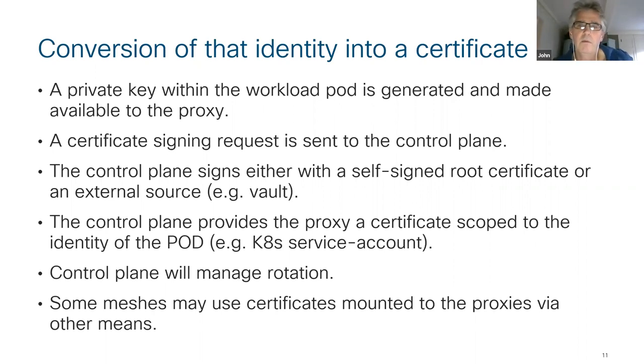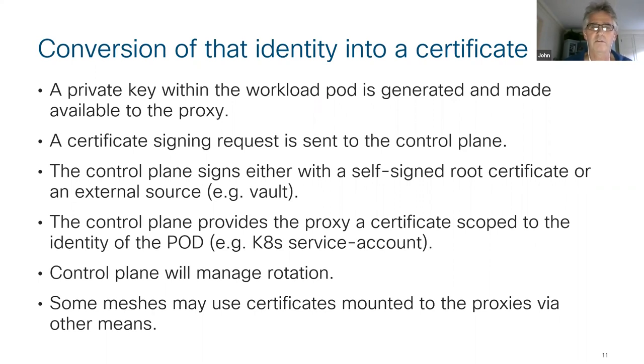So the private key is generated by the workload. But then a signing request is sent to the control plane, so that they can find that key and therefore it's authenticatable by a peer. And the control plane can self-sign it.